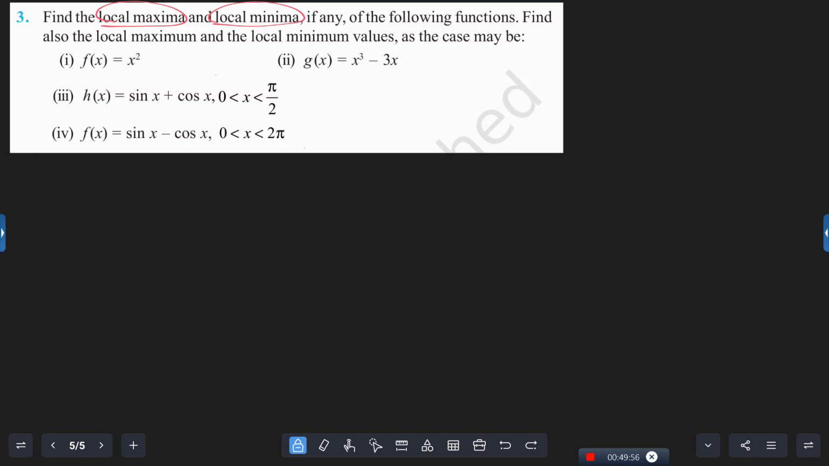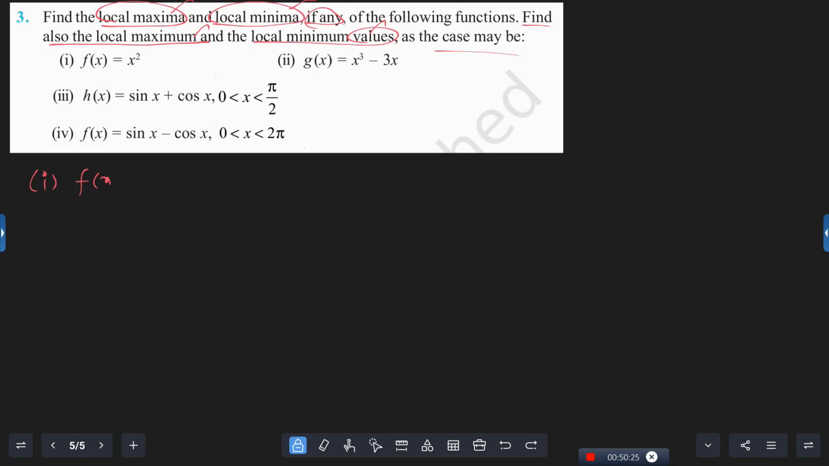The x value can be maxima or minima, but we should find the x value later. If anything is there, either maxima or minima, of the following function, find also the local maximum or minimum value. Suppose maxima is coming, find the maximum value, or minima is coming, find the minimum value, for each case of the given question. That is what they are telling. Have you understood?